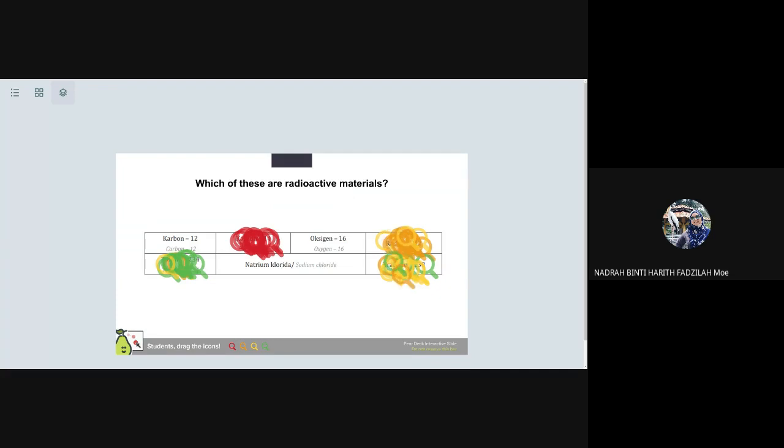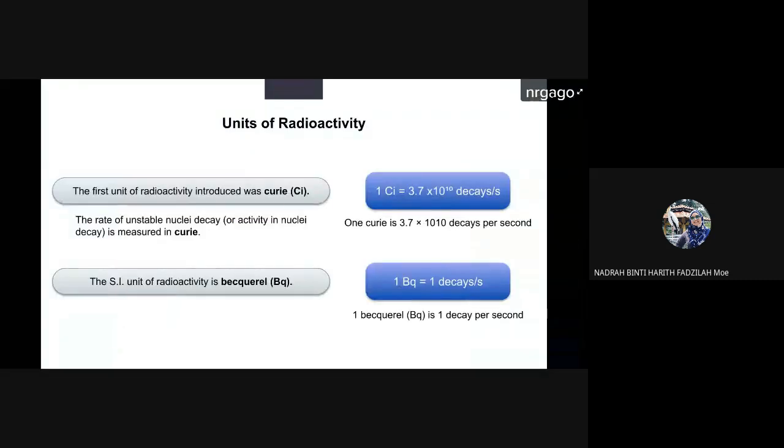So kita dah tahu pasal radioactive decay. Now let's take a look at what are the units that are used to measure radioactivity. Ya. So untuk unit to measure radioactivity, the first unit is curie. So 1 curie is equal to 3.7 multiplied by 10 to the power of 10 decays per second. Decays per second ni dia ada standard unit dia. Sekarang sudah ada standard unit.